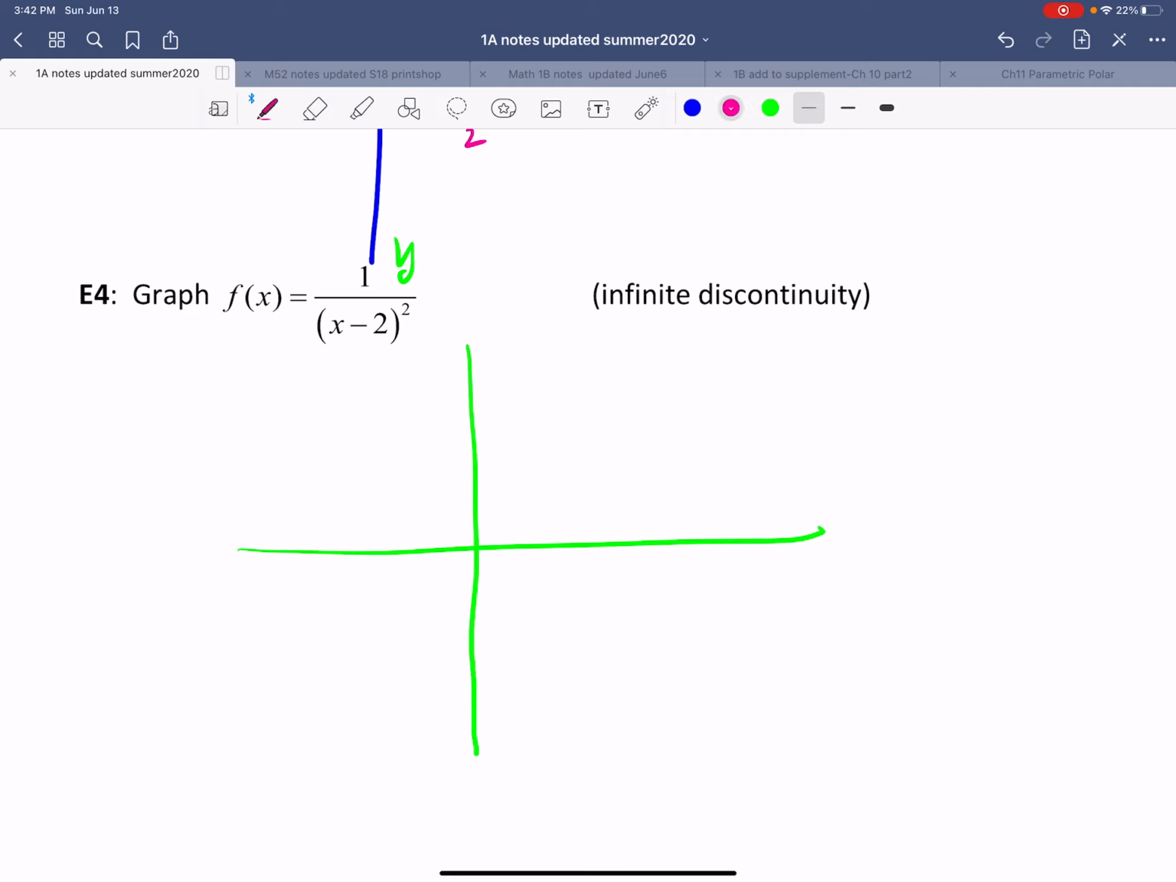All right, next we have a function with a vertical asymptote at x equals 2. And we graph this function. This is going to look something like this. So that's going to be infinite discontinuity, and there's no cure for infinite discontinuity. We cannot remove it. The only kind of discontinuity we can fix is removable discontinuity.